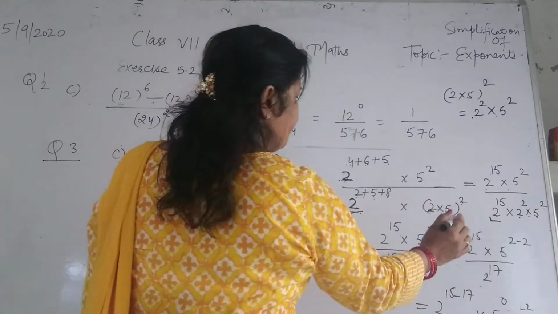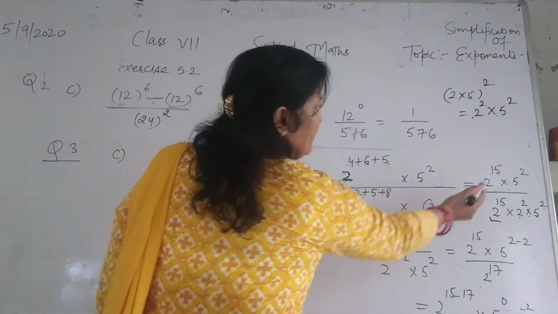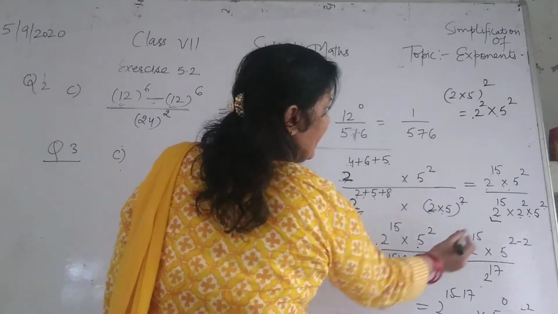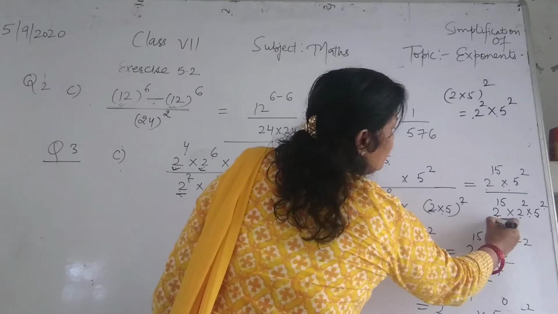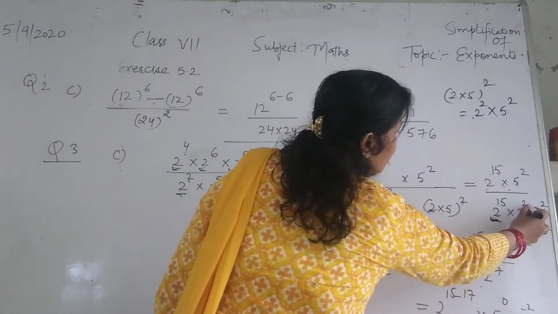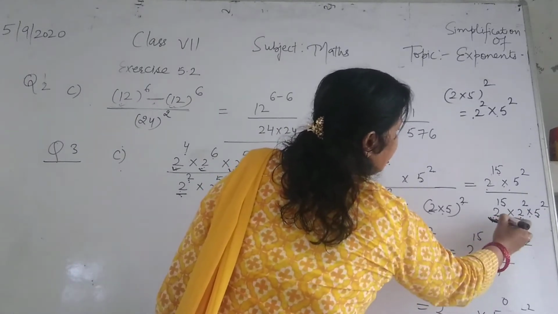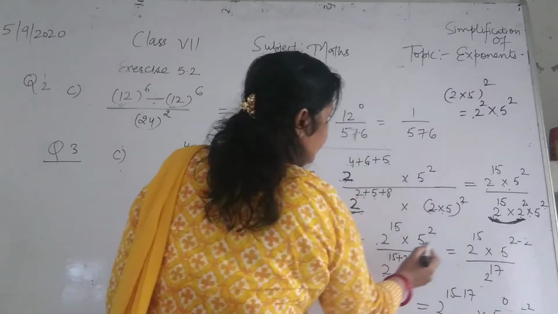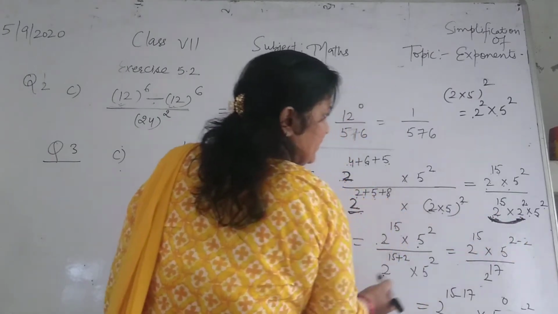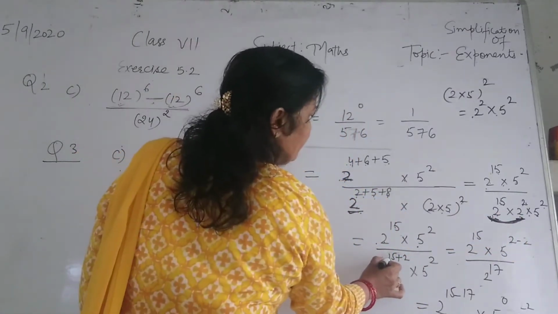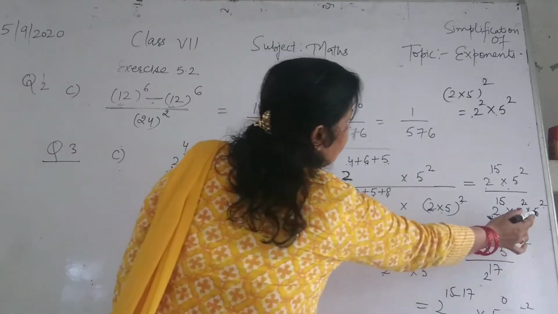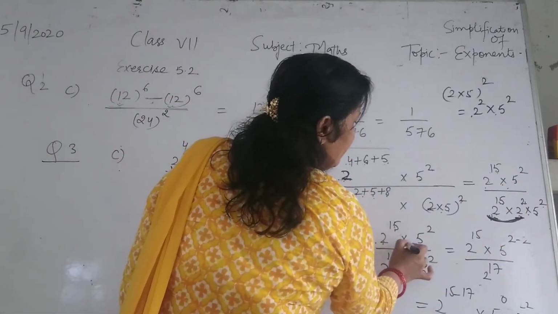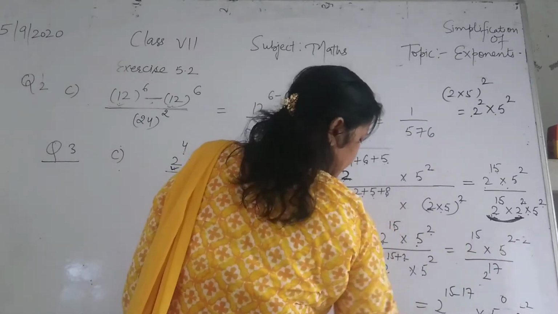Then 2 raised to power 15 into 5 square divided by 2 raised to power 2 into 5 raised to power 2. Now what is this? 2 raised to power 15 and 2 raised to power 2, base is same, power will be added. Base 2 is same and powers will be added, 15 plus 2, into 5 raised to power 2. Then 2 raised to power 15 into 5 raised to power 2, write as it is.